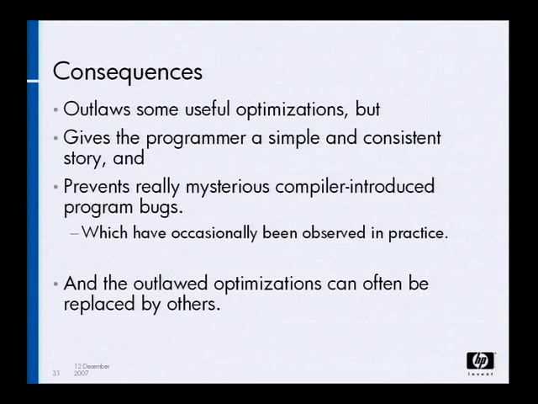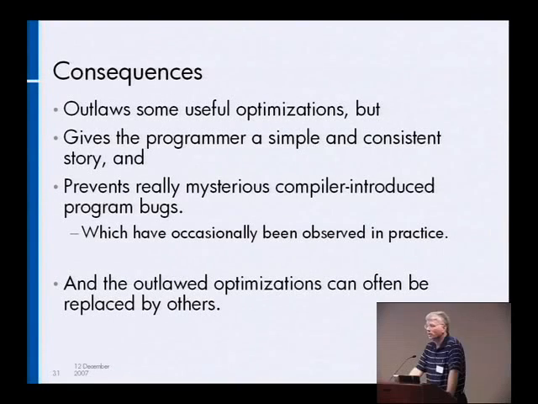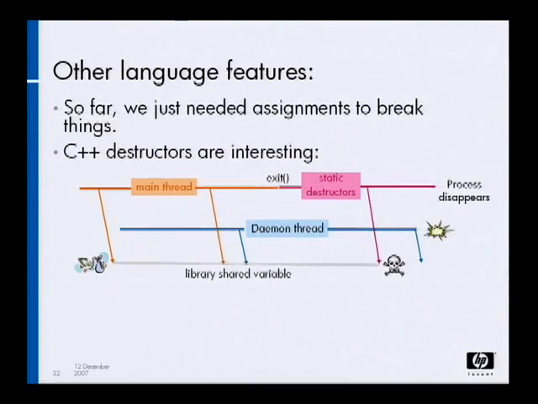Okay, so the consequence of this is we are losing some useful optimizations. On the other hand, it does give the programmer a much simpler and consistent story than what we've had before. It prevents some really mysterious compiler-introduced bugs, and it outlaws primarily optimizations that we can at least replace by code that's, as far as we can tell, only slightly slower. So I don't think this is going to have a major impact on code performance. So that was sort of at the low level.